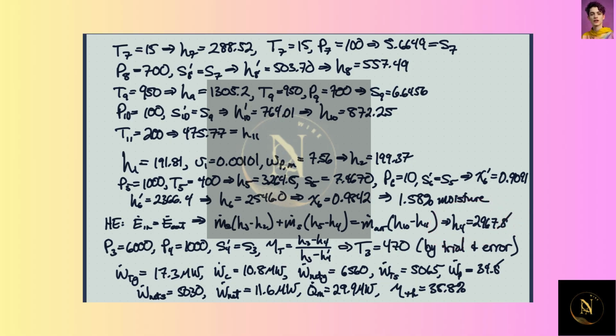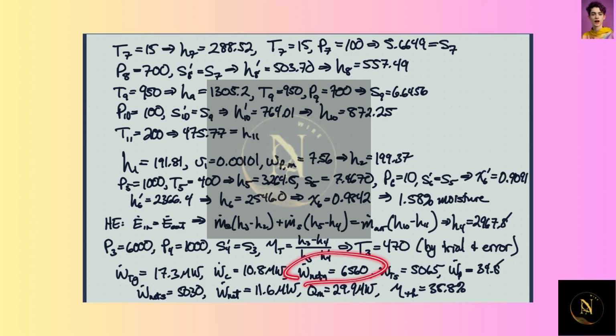Or we can basically just solve for H4 here and then do trial and error until we get an H4 that is this H4. So then once we know all this stuff, we know all the enthalpies everywhere. We can just start plugging in. We know the mass flow rates everywhere. So the power coming out of the gas turbine winds up being about 17.3 megawatts. The power going into the compressor is about 10.8 megawatts.